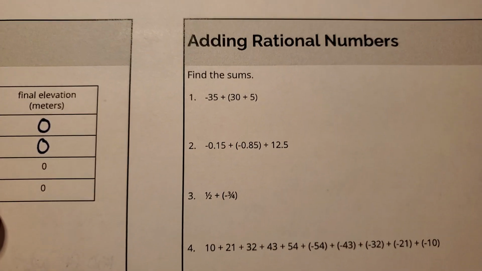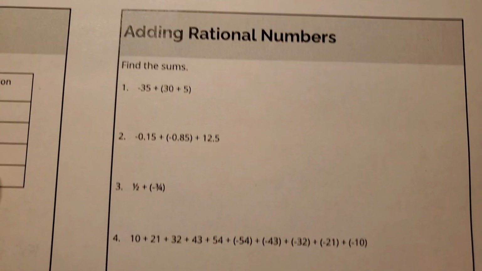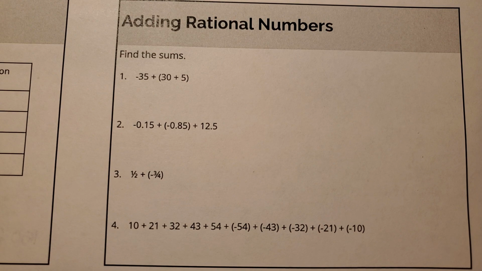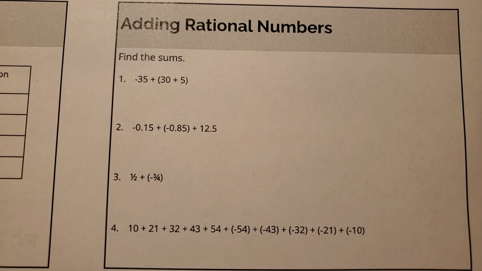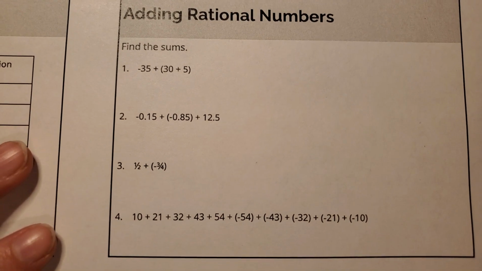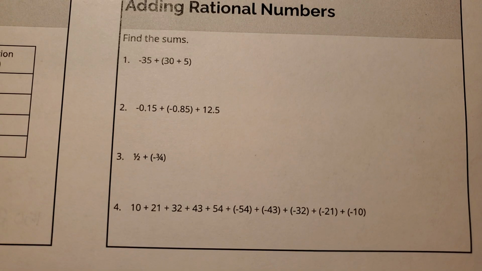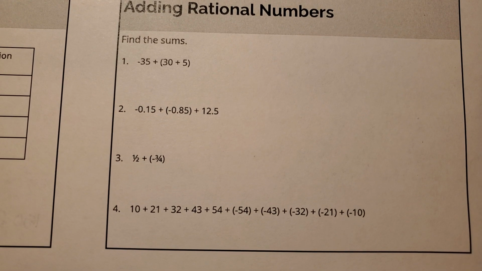Adding rational numbers. Okay, so we have some numbers. First one, whole numbers, last one, whole numbers. Very long, I get it. Tons and tons of numbers. Number 2 has decimals. Remember what we know about decimals. Line up your decimals. Make sure every number has a buddy. If it doesn't have a buddy, give it a buddy, the number 0. Everybody's buddy.